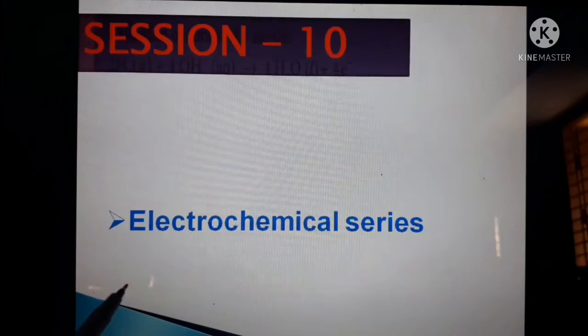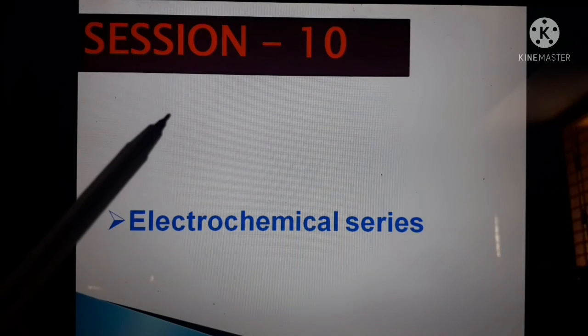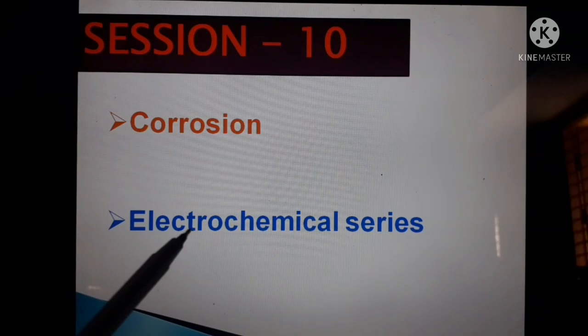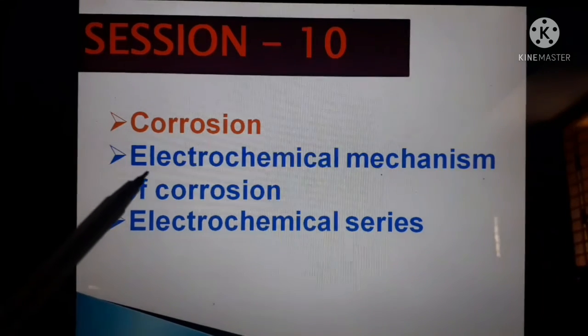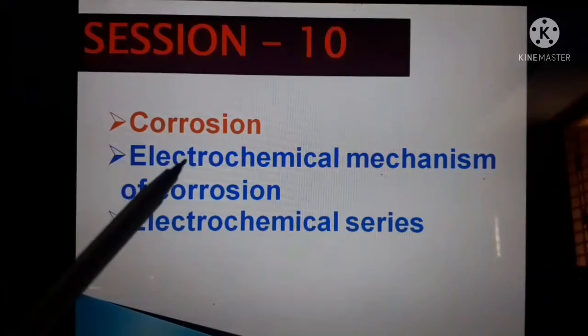Okay. Now in the next session we will see the topics electrochemical series, corrosion, and then the electrochemical mechanism of corrosion. These are the topics of the next session.